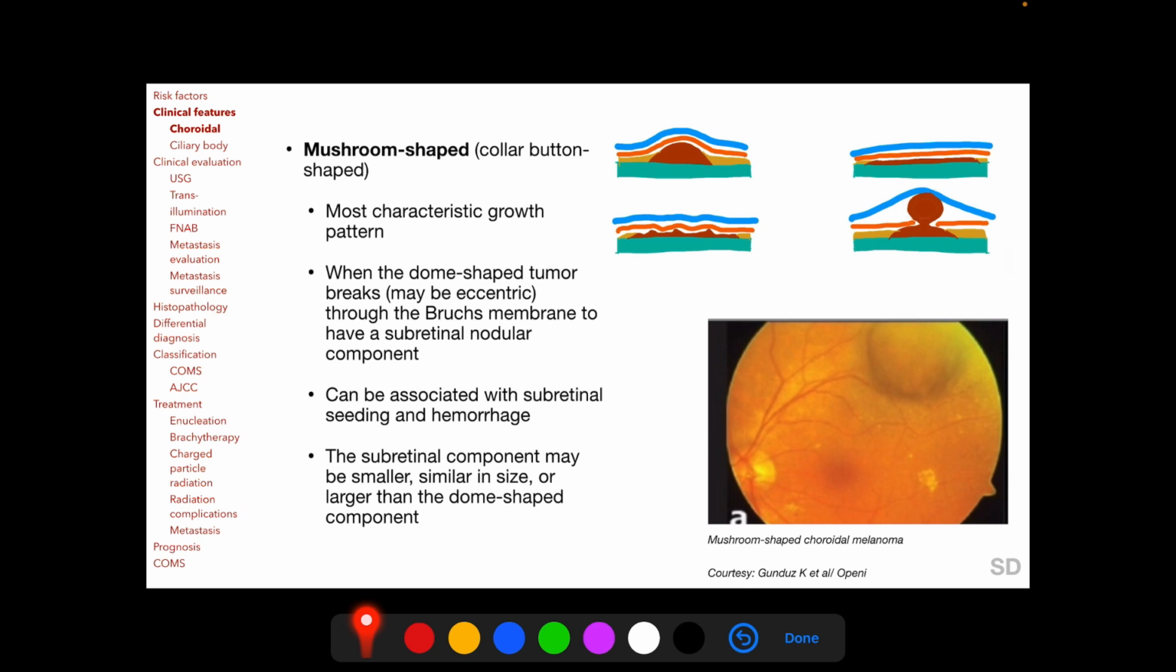Because of this break in the Bruch's membrane, choroidal melanomas with a mushroom-shaped growth pattern can be associated with subretinal seeding and/or hemorrhage. The subretinal component of the tumor may be smaller in size, similar in size, or larger as compared to the dome-shaped component. In this photograph, we see a mushroom-shaped tumor with evidence of the dome-shaped component lying underneath.